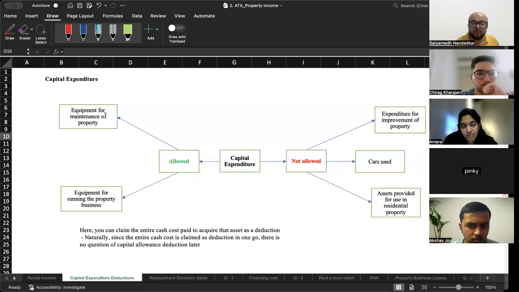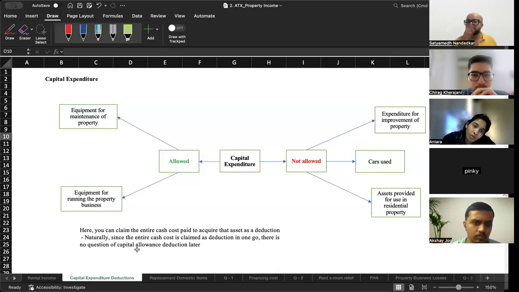That is equipment for maintenance of property. For example, I purchase a fire extinguisher, or I install a lift in the property. These are equipment for running the property business. The entire amount is allowed as a deduction. Nothing like depreciation. Claim the entire amount as a deduction. If I purchase a lawnmower for 5,000 pounds, claim that as a deduction.